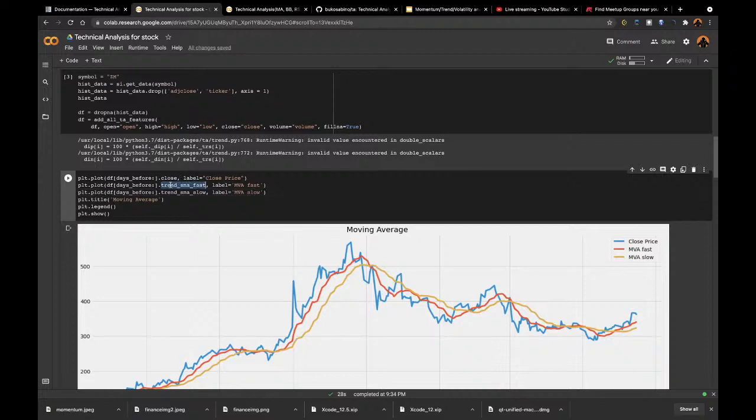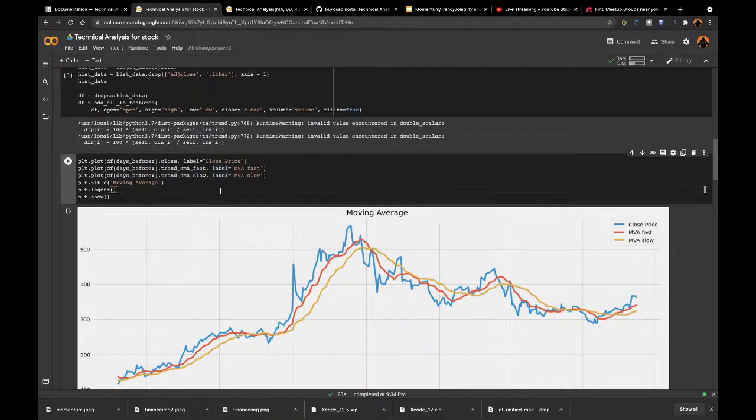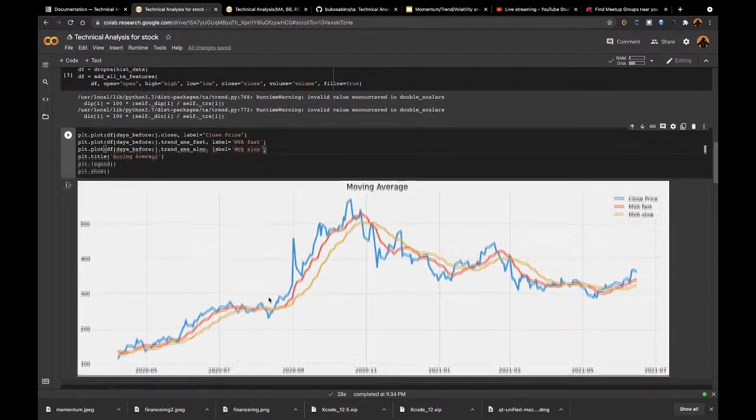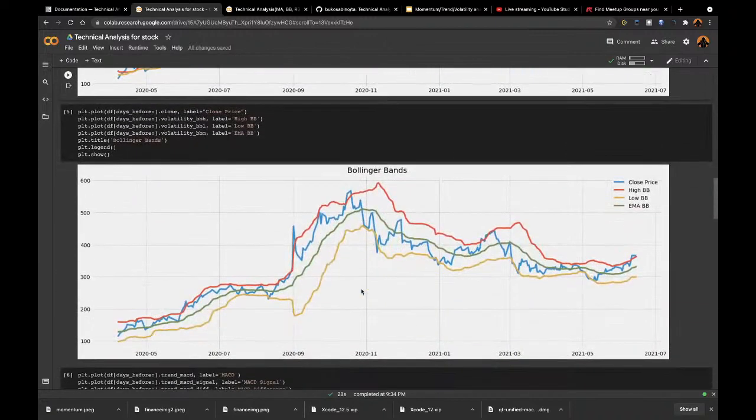Then also this is the trend. This trend is coming from this TA library. By the way, this one is 14, this one is 28. Then I can see this moving average. Same goes here, this is a Bollinger Band. If you don't know about the Bollinger Band, it has high, low, and the EM, which is the middle.